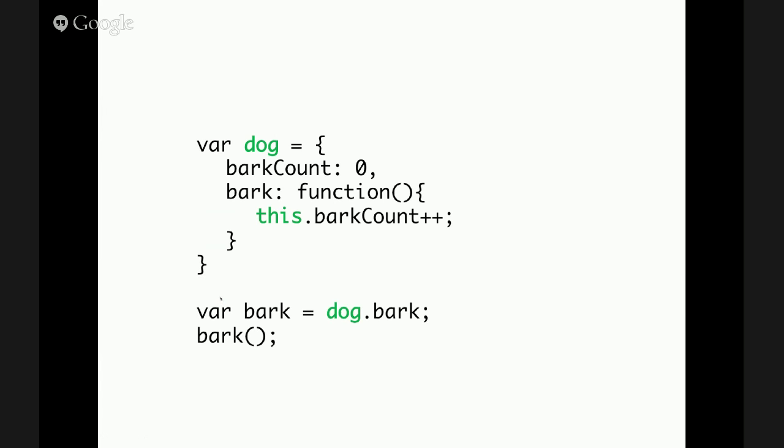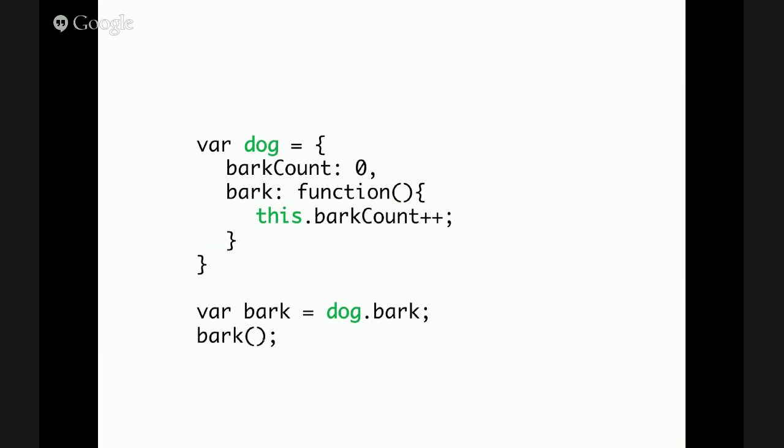Now, let's say I did something a little bit different or strange. Let's say I created a bark variable and pointed it at what dog.bark points at. So bark is now pointing at the same function in memory that dog.bark points to. And then I were to call the bark function. What is this going to be? I feel like since we're creating a reference to that function, this should still be dog at face value. Yes, you would think that, but you would be wrong.